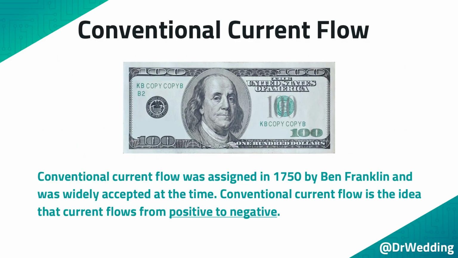Conventional current flow was assigned in 1750 by Ben Franklin and was widely accepted at the time. Conventional current flow is the idea that current flows from positive to negative. This is the same Ben Franklin whose portrait is on the $100 bill. He made his assumptions based on what was known at the time. In nature, objects fall off shelves, balls roll downhill, apples in trees will fall to the ground. It was a natural assumption that positive charges move to a negative charge.